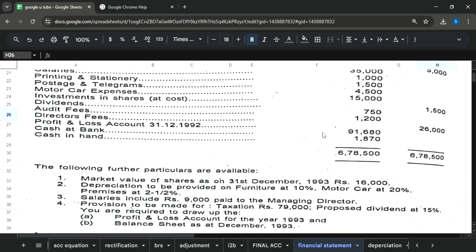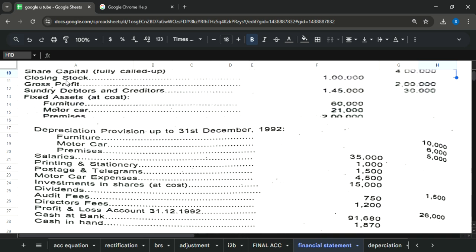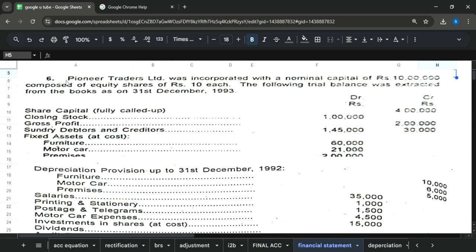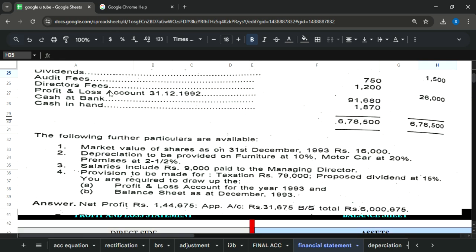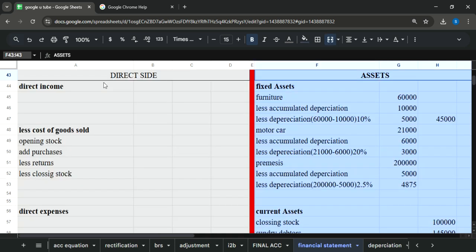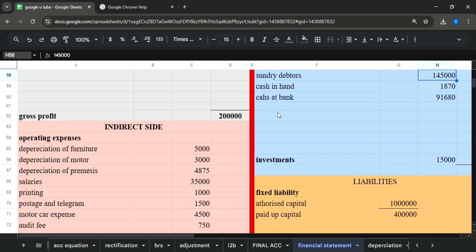In this way, you have seen that all elements of trial balance have been completed. It means we are ready to start our calculation, because adjustments were already posted and we were focusing upon transferring elements of trial balance into financial statement. They are also completed. We are now open to start our calculation. But as you know, there is no amount present in direct side, because answer of direct side was already available, 2 lakh.